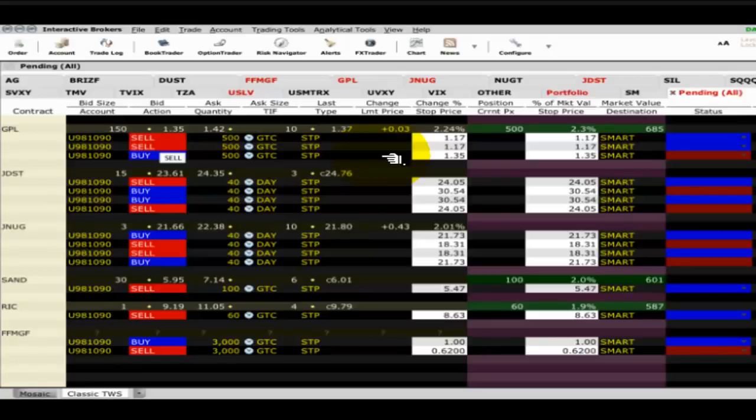I'm not kidding. They're the cheapest guy on the planet. I don't know any firm that can compete with Interactive Brokers on price. The downside is they don't have all the bells and whistles that the Thinkorswim platform has.